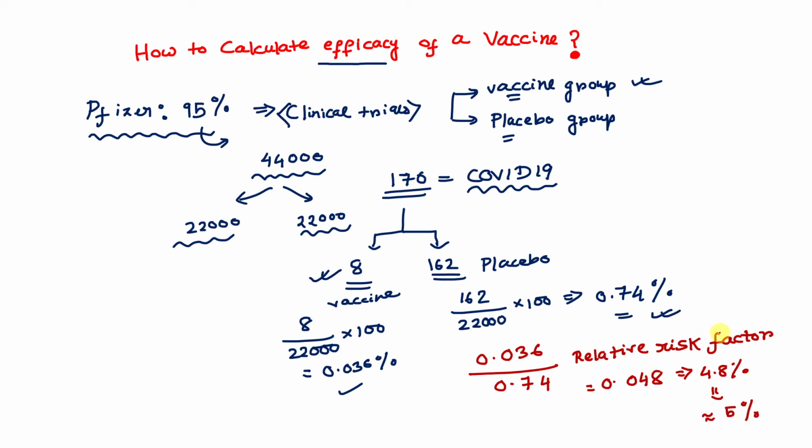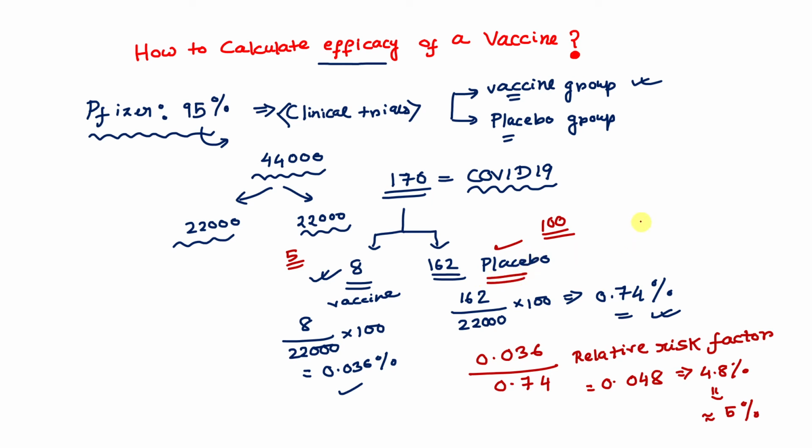So what does it mean? It means that the risk of getting affected by COVID-19 in the vaccine group is only 5% of that in the placebo group. So if 100 people are affected by COVID-19 in the placebo group, then in the vaccine group there will be only 5. So there is only a 5% chance of getting affected by COVID-19 for someone who is fully vaccinated, compared to those people who are not vaccinated at all, that is, those from the placebo group.